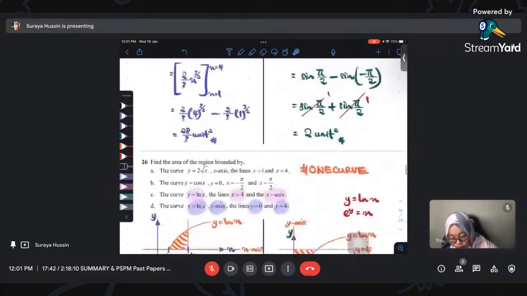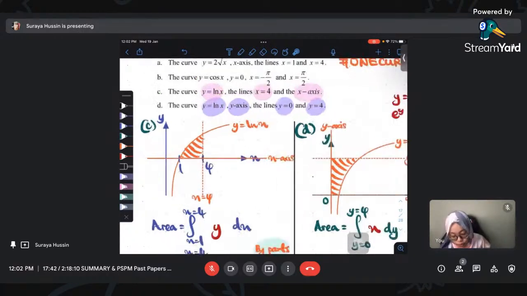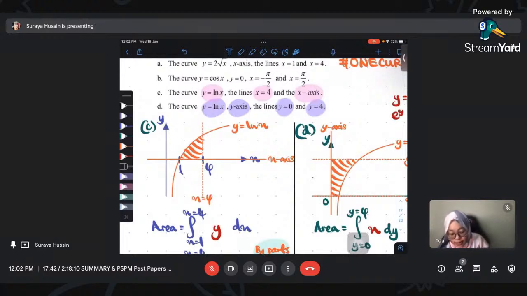Okay, so now I'll go on to the question C and D. Kita ada graf apa ni? Kita ada graf, sorry saya patut tulis ni, C and D. Kita ada graf ln X. Both of these are ln X. Tapi saya nak ajar C dahulu ya. So untuk soalan C, kita ada ln X. So this is the graph untuk ln X. And this is X equals to 4.